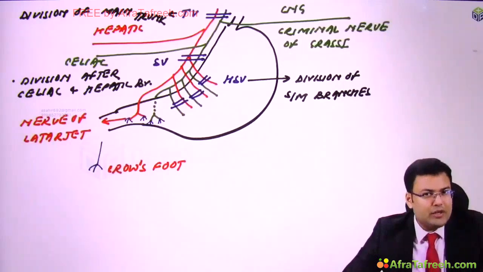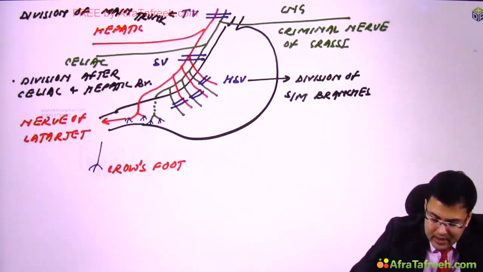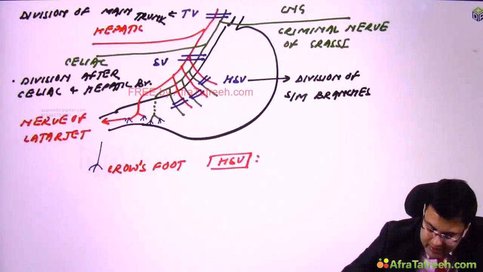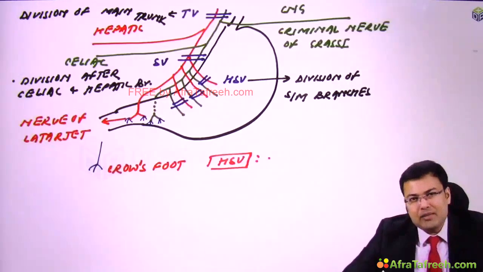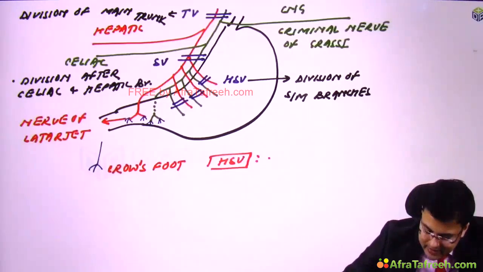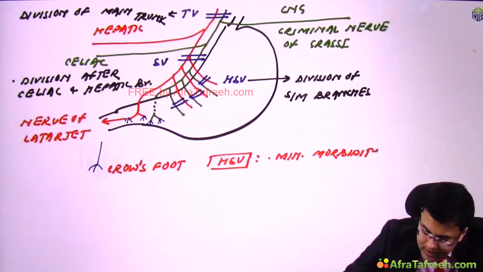After that, which one is preferred in which condition? See, this highly selective vagotomy obviously has lowest or minimum morbidity, and this one is associated with maximum recurrence rate. So here there is minimum morbidity and there is maximum recurrence rate.